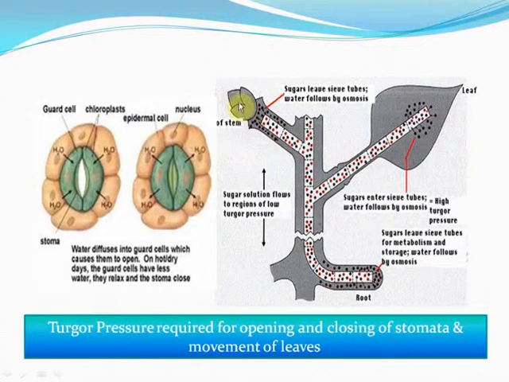And here we can see how the minerals flow from the root into the stem and then into the leaves and the buds. Here, the sugar solution flows to regions of low turgor pressure, enters the sieve tubes with the high turgor pressure, and water movement is by osmosis. The sugar leaves the sieve tubes for metabolism and storage, and water follows behind by osmosis.